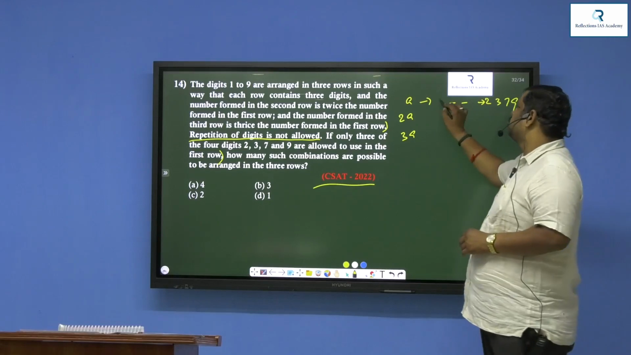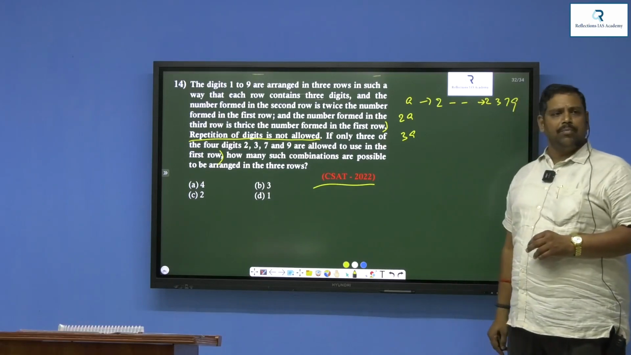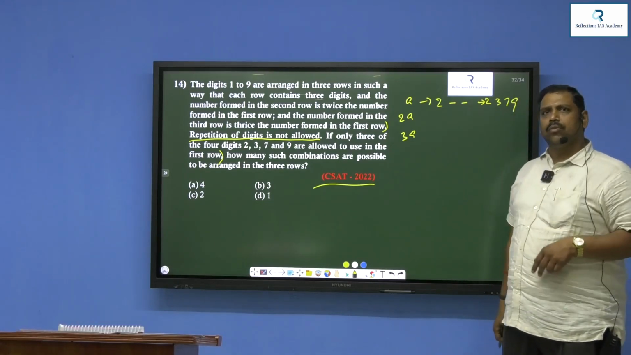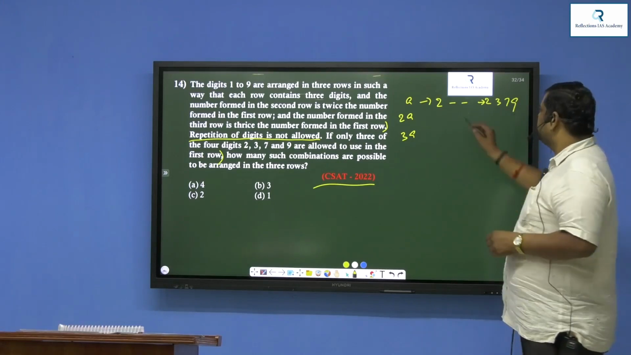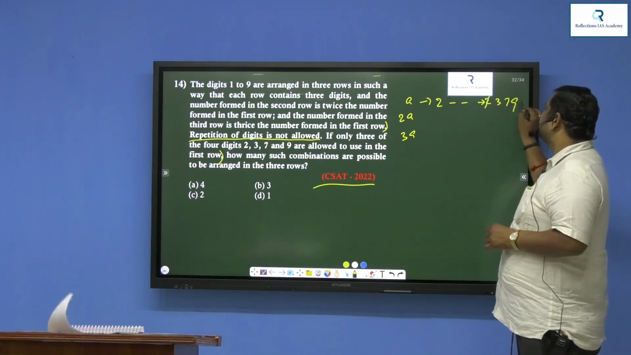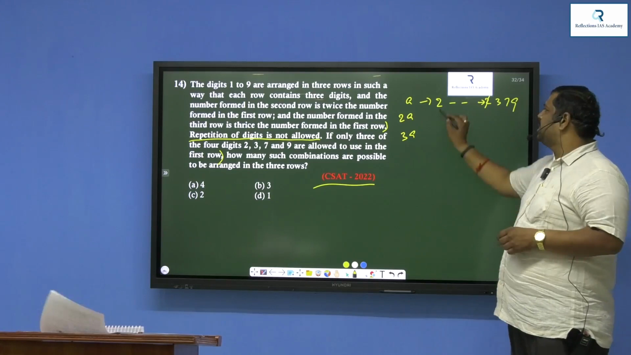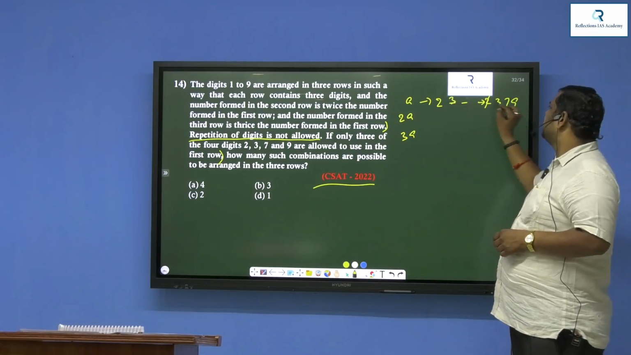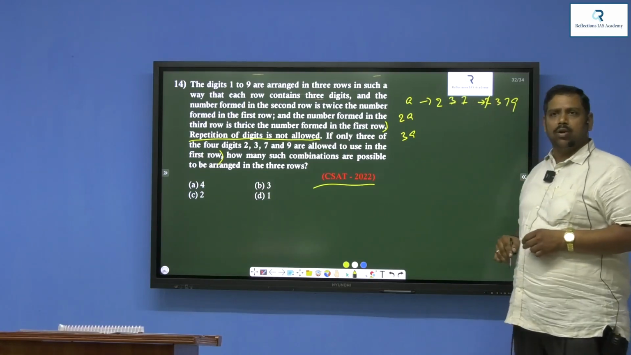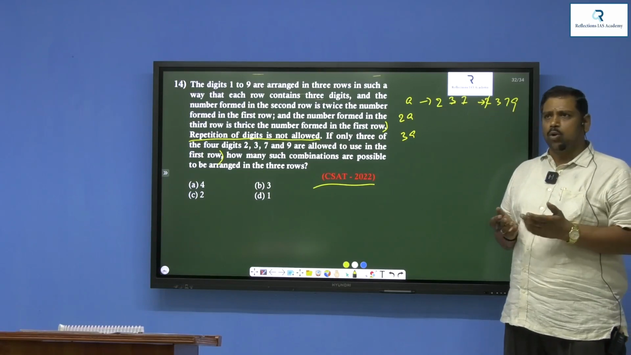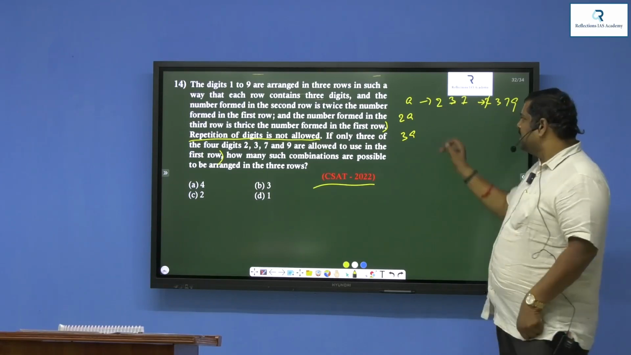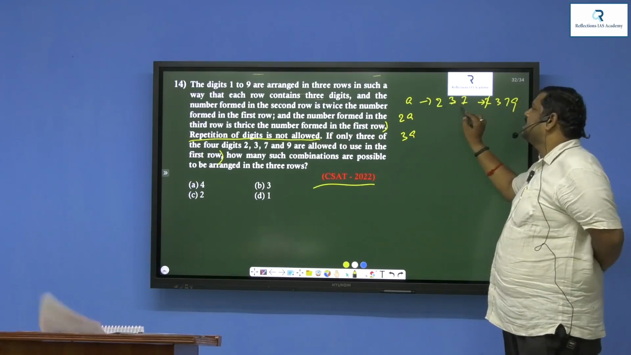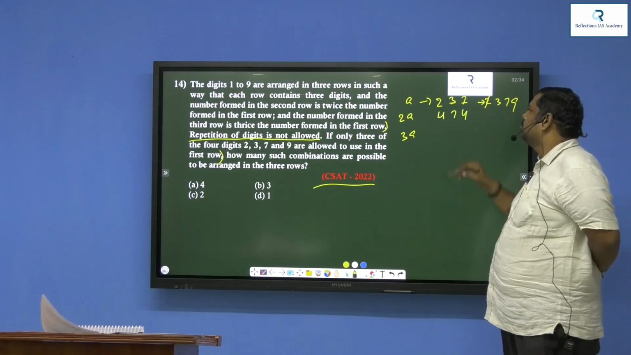Suppose I am fixing this as 2. Later I will fix it as 3. Go with the combinations. So first one, 2 is fixed now. 3, 7, 9, anybody may come. This place I am fixing as 3, sir. Then the other one is 7. I don't know whether it is valid or not. The second one should be double, right? 237 double means 474. No, it is not possible.